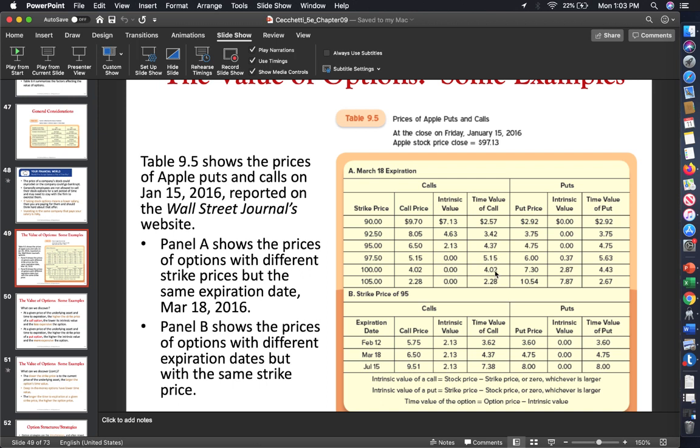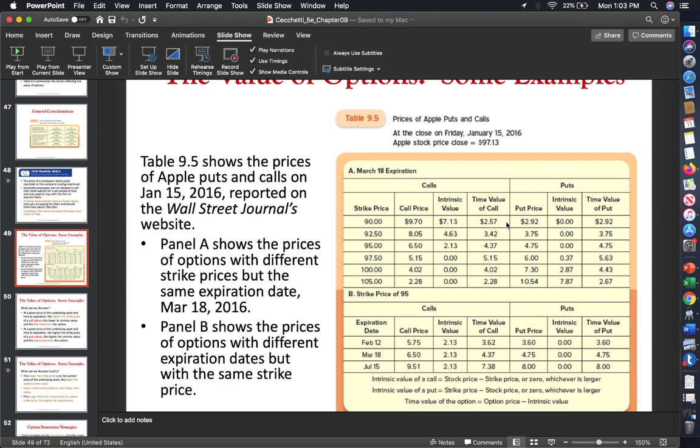And of course the opposite happens with the put. As the strike price increases further and further, here at 97.50 we are slightly in the money by 37 cents. Here we are more in the money, and here we are deep in the money, as you call it, $7.87 in the money. The put option on Apple, when the price of the underlying is 97.13 and the put option strike price is $105.